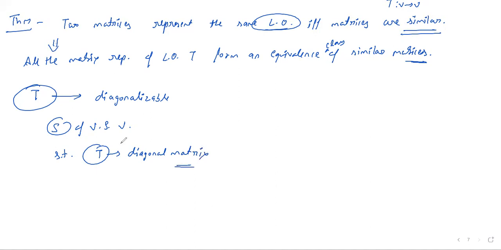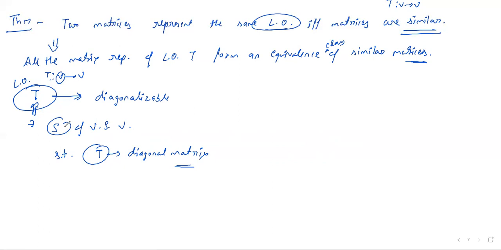The linear operator T is said to be diagonalizable if there exists a basis S of the vector space V, where T is going from V to V, such that the matrix representation of T with respect to the basis S is a diagonal matrix. Now, when can we say that T is diagonalizable? It is not always the case that T forms a diagonal matrix.